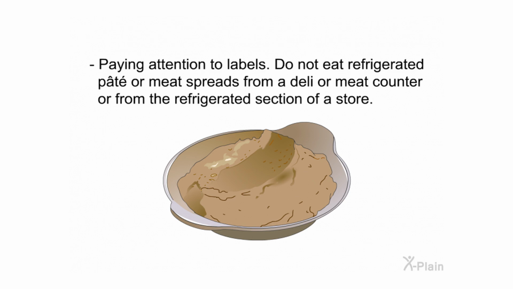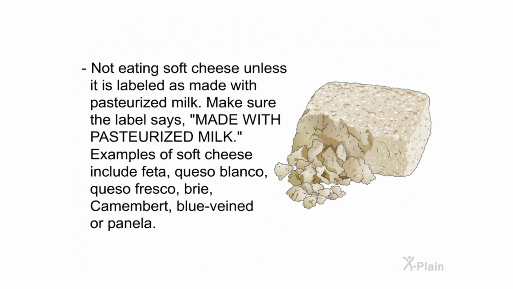Pay attention to labels. Do not eat refrigerated pâté or meat spreads from a deli or meat counter or from the refrigerated section of a store. Do not eat soft cheese unless it is labeled as made with pasteurized milk. Make sure the label says made with pasteurized milk. Examples of soft cheese include feta, queso blanco, queso fresco, brie, camembert, blue-veined, or panela.